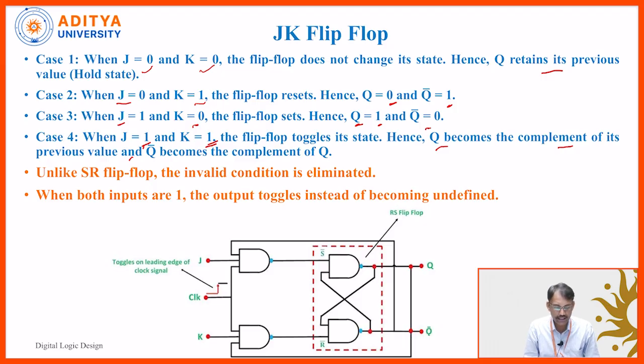So these are the key points. Unlike the SR flip-flop, the invalid condition is eliminated here. Now when both inputs are 1, the output toggles instead of becoming undefined. So we can get the output, not undefined. We can get the output here. Now this is a simple circuit diagram of this particular JK flip-flop.